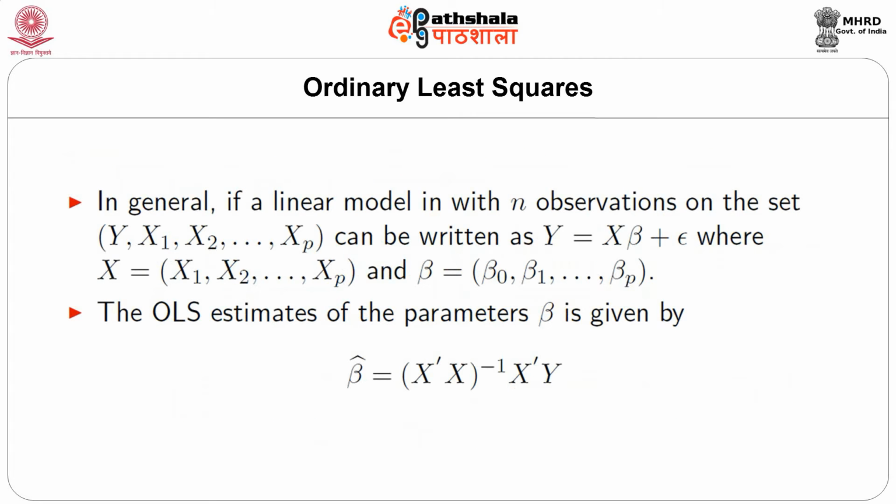In general, if we have a linear model which now has n observations on a set of p explanatory variables, which can be written as y, x1, x2, xp, where y is the vector of response and x1, x2, xp are p explanatory variables, then the model can be written as y equals x beta plus epsilon. We have seen this model before, and here the OLS estimate of the parameters beta can be written in the form of matrices as (x prime x) whole inverse x prime y, where (x prime x) whole inverse x prime is called the hat matrix or denoted by H.